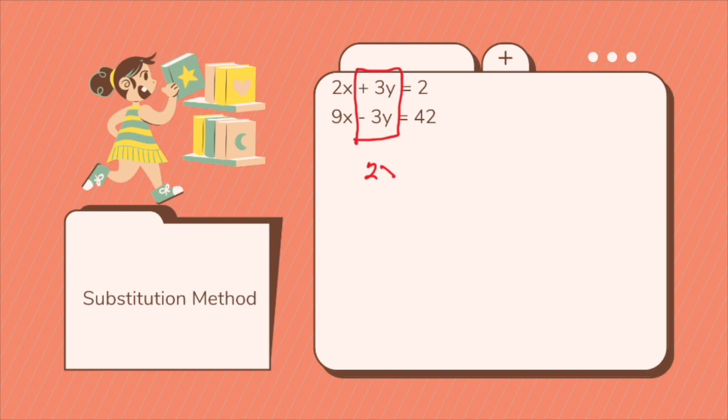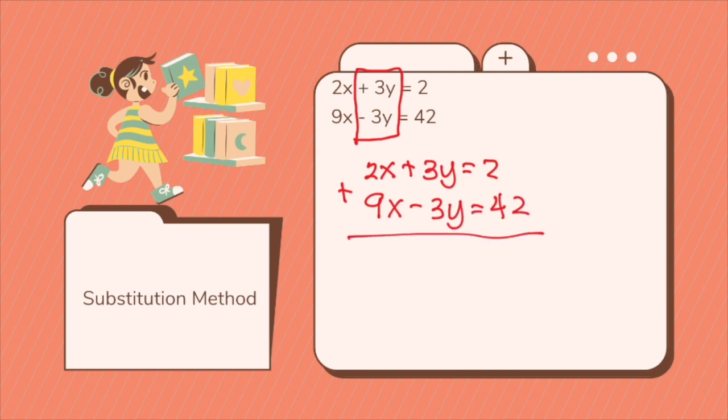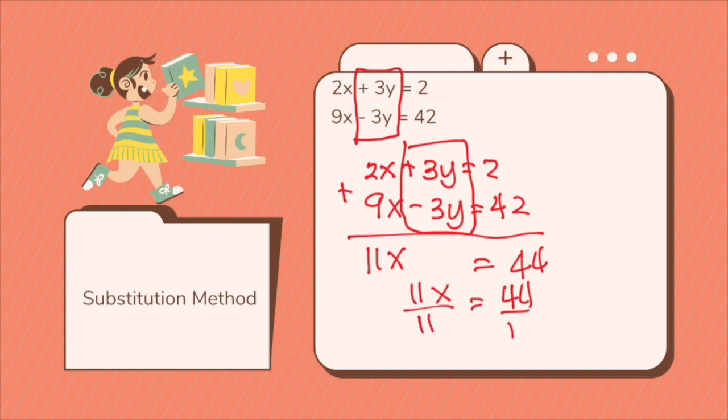So you have 2x plus 3y equals 2 plus 9x minus 3y equals 42. Adding that, 2 plus 9 will be 11x. Of course, 3 plus negative 3 will be 0, equals 2 plus 42 will be 44. Therefore, x will be 44 divided by 11, x will be 4.